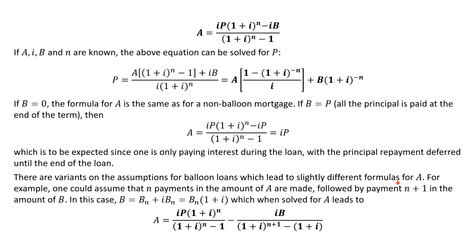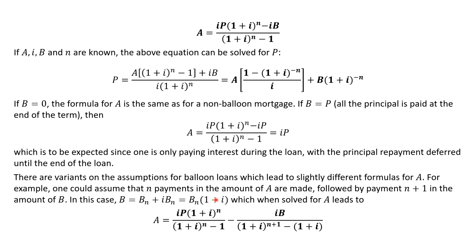The way we derived it, the last payment A and the balloon payment were at the same time. You can have a variant where you make N payments of A, and then you have one more period, N plus 1, where you pay the amount B. In that case, the balloon B would be the balance at the end of period N plus the interest over the N plus 1 period, and you would get this here.